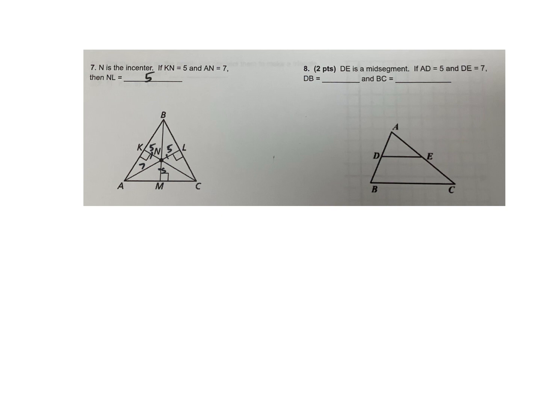DE is a midsegment. That means those two are the same. These two are the same. AD is 5. DE is 7. So DB must be 5. And BC is twice the midsegment, so that's 14.